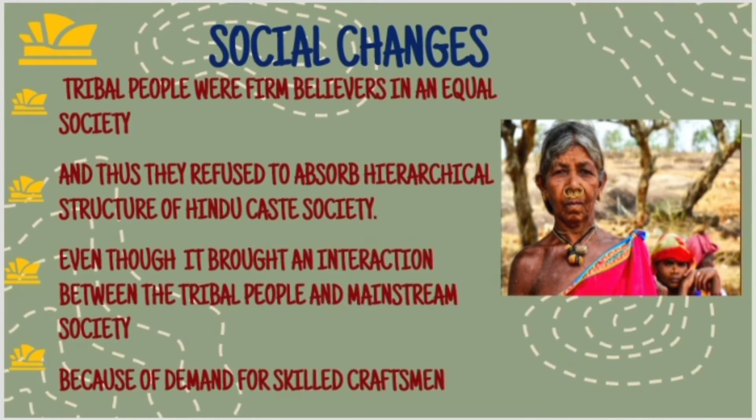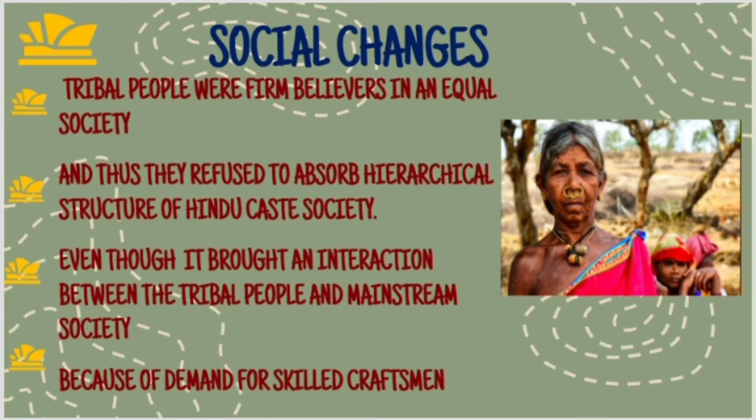Because of the exchange process, there was a social change during the medieval period. Tribal people believed in an equal society. If I go, they will treat me as their own people. They won't see me as another person. They will see me as an equal. So they refused the Hindu caste society and also the differentiation between people. Even though they followed a hierarchical manner, they had a relationship with the mainstream people. That means they had a relationship with the town people.